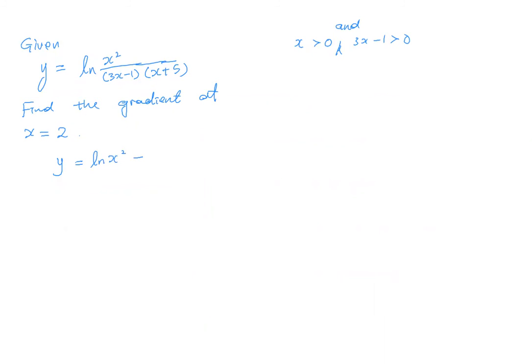Okay, Shini. Yes, miss. ln x squared minus? You apply this formula, ln(A times B over C times D) is ln A plus ln B minus ln C minus ln D. Remember this formula. Minus ln what?